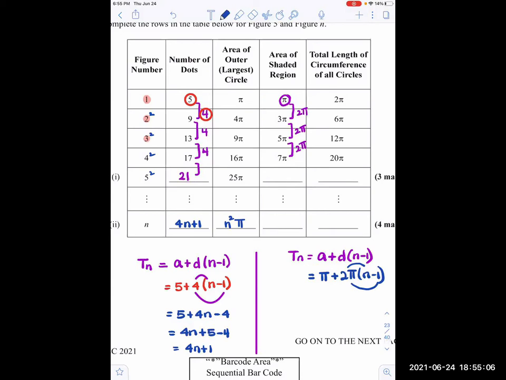So let's see. Pi plus 2 pi n minus 2 pi. You all got that? So 2 pi n plus pi minus 2 pi. How much is pi minus 2 pi? How much is 1 minus 2? Minus 1, right? Yes. So this is 2 pi n minus pi.